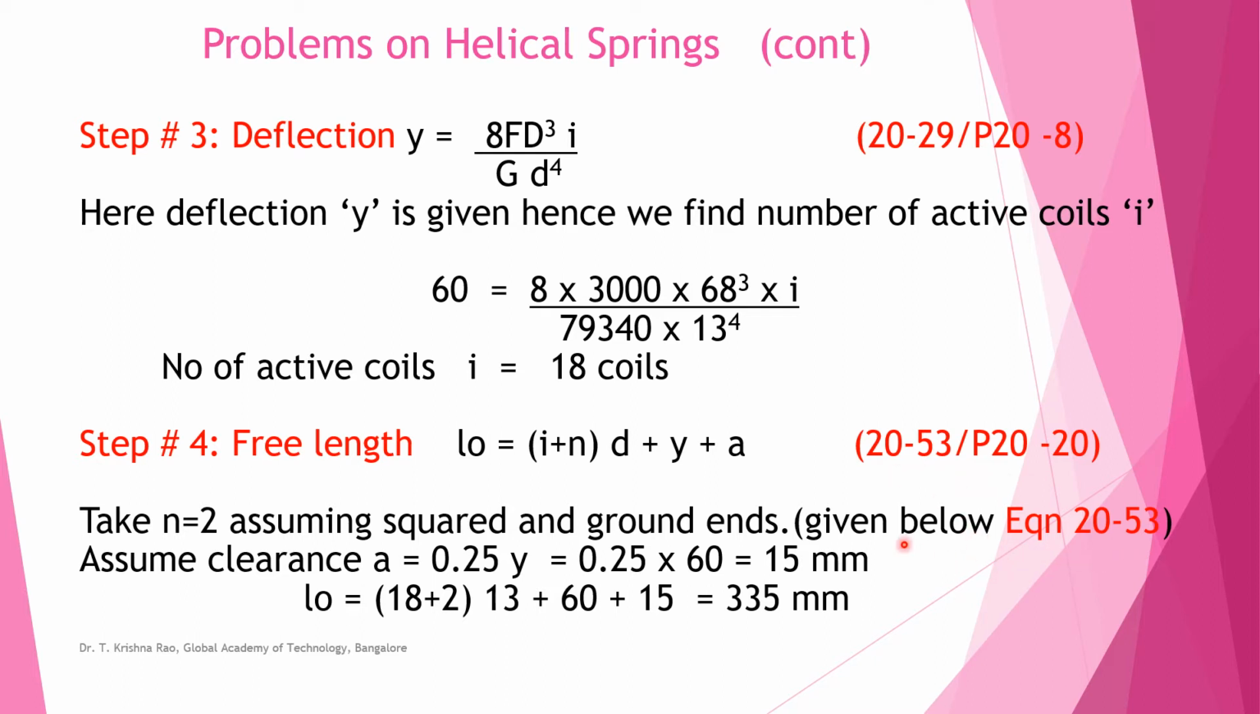We have seen in the table earlier, plain ends n is 0, squared ends or ground ends n is 1, squared and ground, if both works are done, n is 2, 2 coils are lost there. So total number of coils is i plus n, that is i plus 2 always for our assumption, because we always take the best condition, squared and ground ends. So then we get the height, and a is clearance. Always he recommends that 25% of the deflection should be the clearance between the coils, so that some extra load can be carried by the spring. Always we take a as 0.25 into y. So we got the height of the spring here.